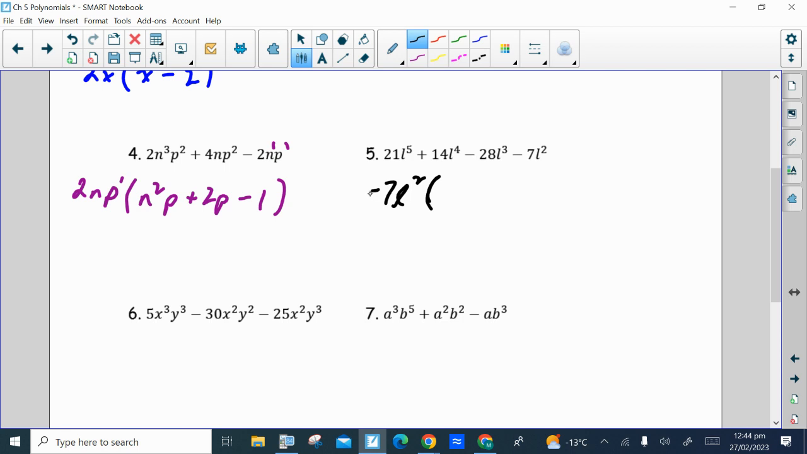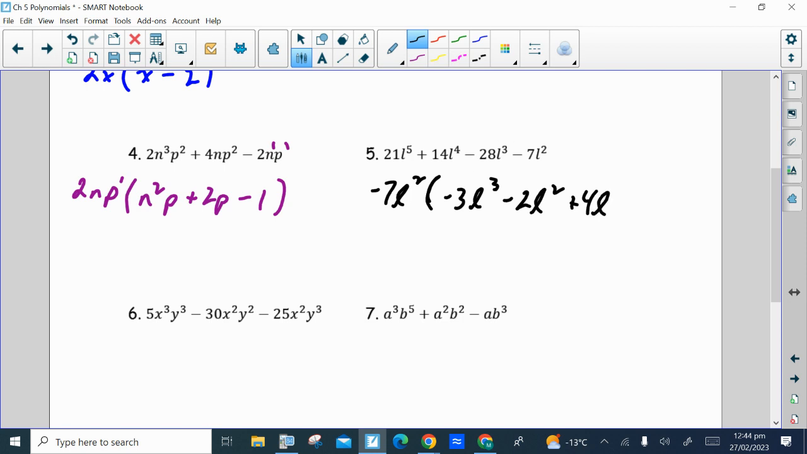21 divided by negative 7 is negative 3. L to the fifth divided by L squared. Remember, you subtract the exponents. 5 take away 2 is 3. 14 divided by negative 7 is negative 2. And when you divide the L's, again, subtract the exponents. 4 take away 2 is 2. Negative 28 divided by negative 7 is positive 4. And when you divide L cubed by L squared, you'll get L to the 1.